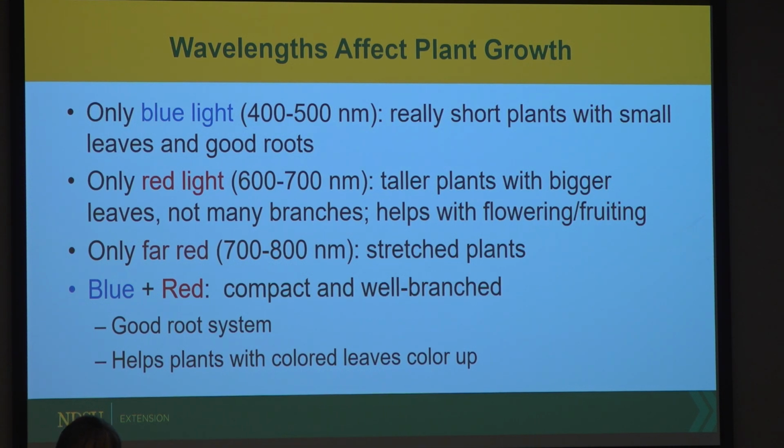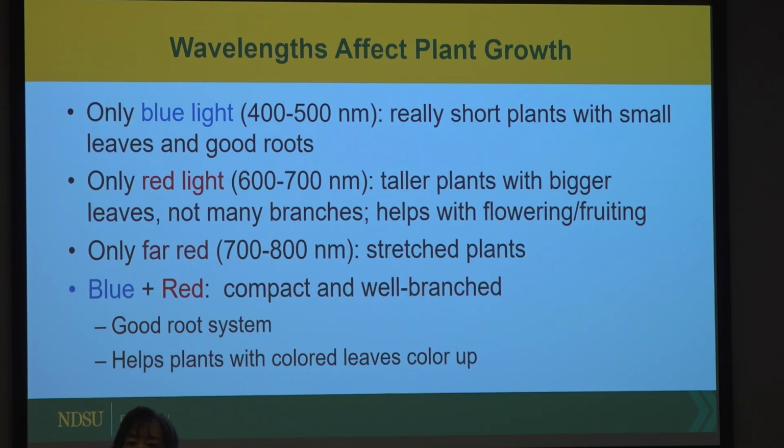not much growth in between the leaves. They would have very small leaves, but it'd have a decent root system, and it would be well branched. If we grew plants just under red light, they would be taller with bigger leaves, but they would not be well branched. The root system wouldn't be as nice. We do know red light does help induce flowering and fruiting.